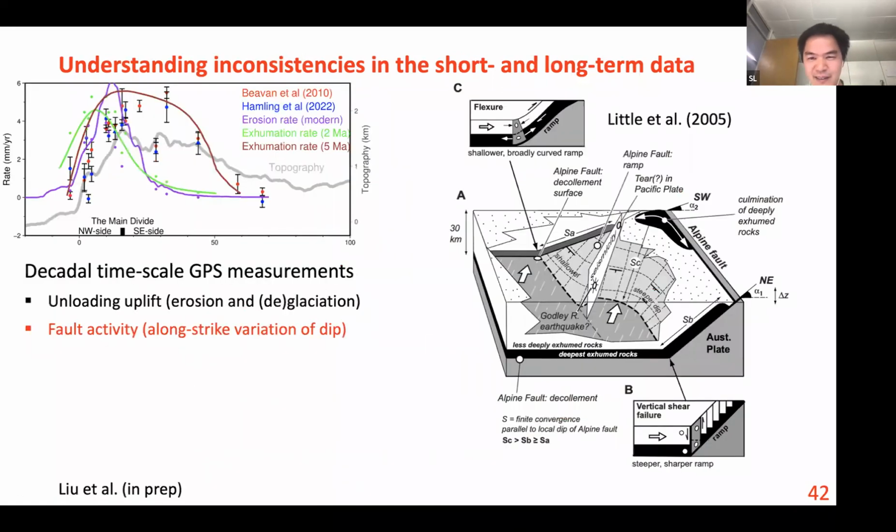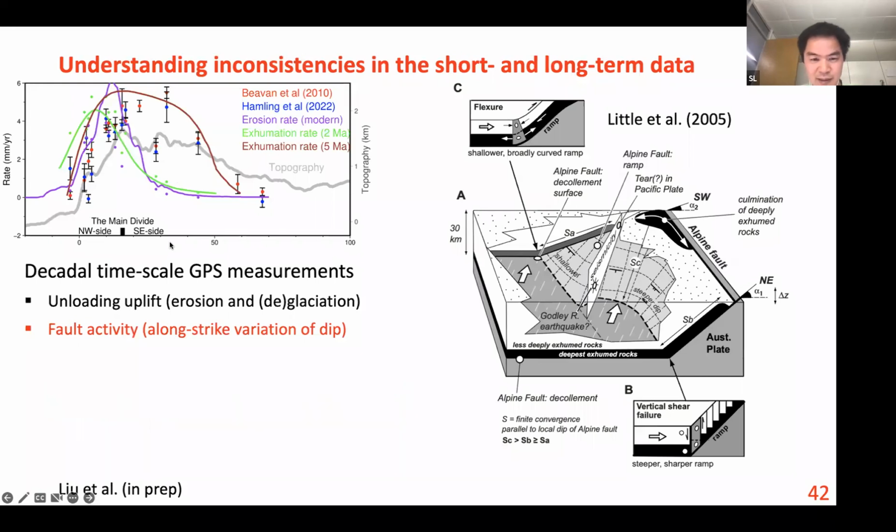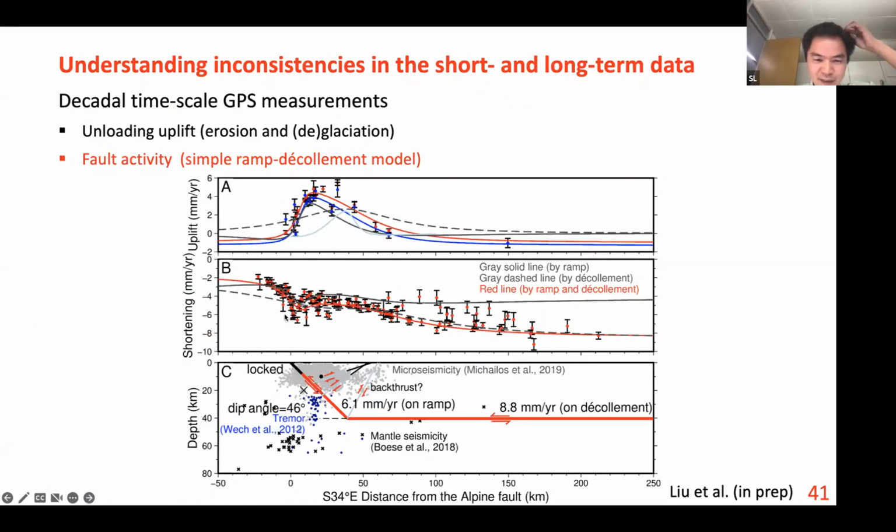Also in the next step, I also need to consider the impact from the along-strike variation of the dip of the Alpine fault. And the reverse slip on a gently dipping ramp might explain part of the uplift about 30 to 50 kilometers southeast of the Alpine fault. And this is another option to discuss, along with the presence of a backthrust fault in this region.